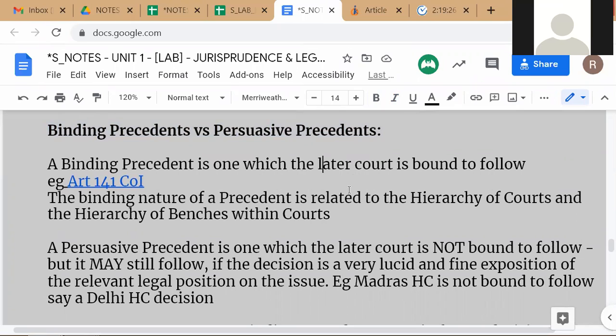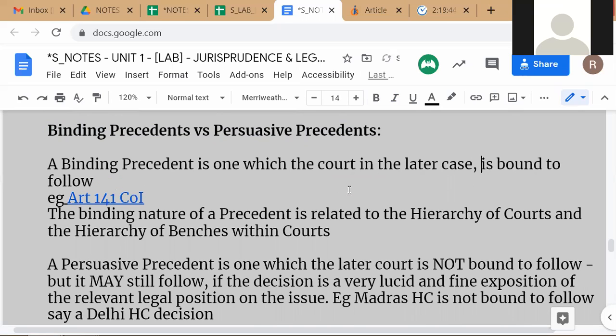Not really the later court. Very often we write English like this, but if you are very strict, it is the court in the later case. So if you're very strict, you'll have to write like what I've done, the correction that I've done. A binding precedent is one which the court in the later case is bound to follow. So this is a binding precedent.